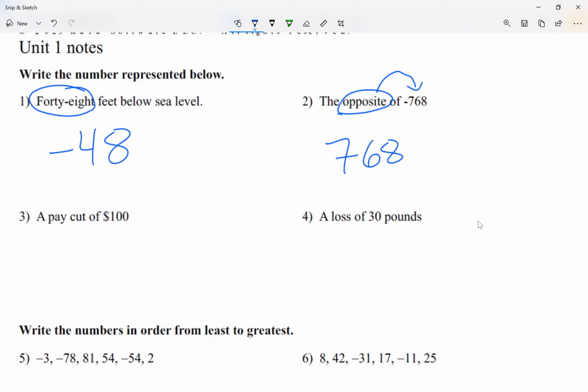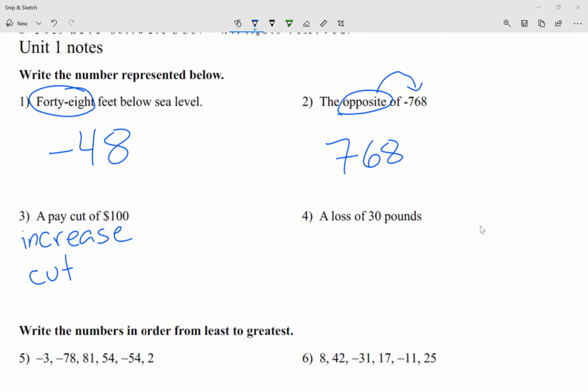When we talk about money, you can get a pay increase or a pay cut, or sometimes they say pay deduction. So let me use the words that I just said. Pay increase or pay cut. Yeah, pay increase, that means you're getting more money. So that would be a positive value. Pay cut means you're getting less money. That means the value will be lower, so it's a negative number.